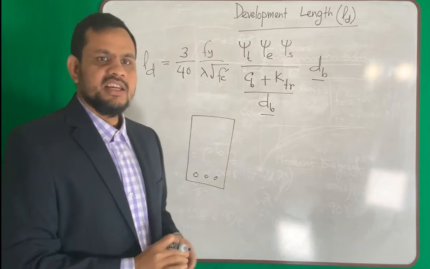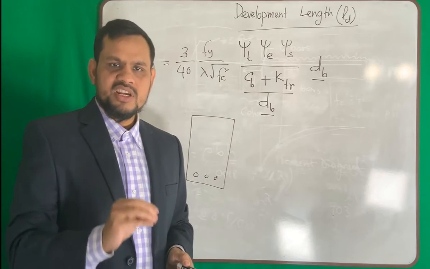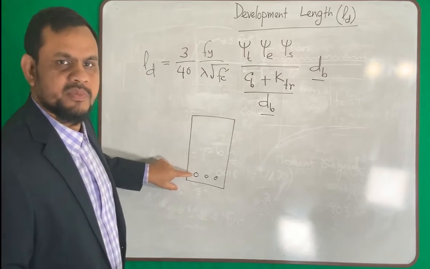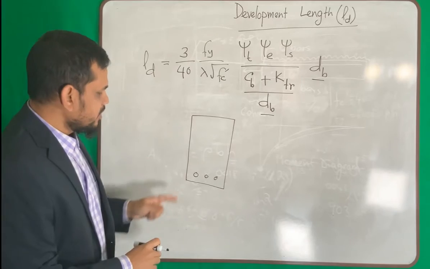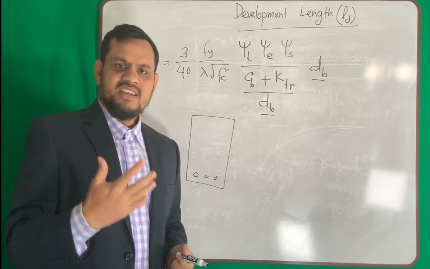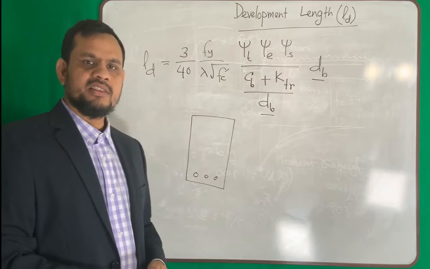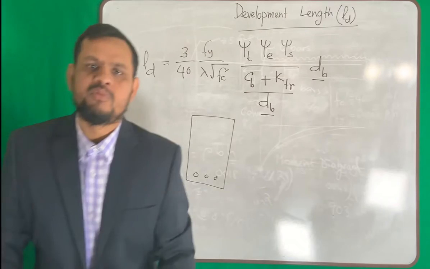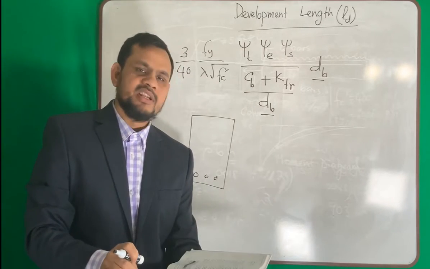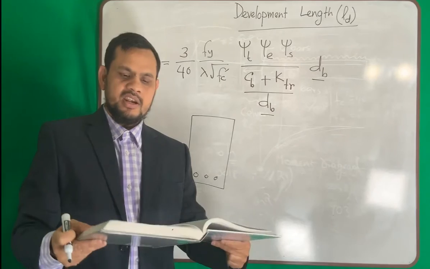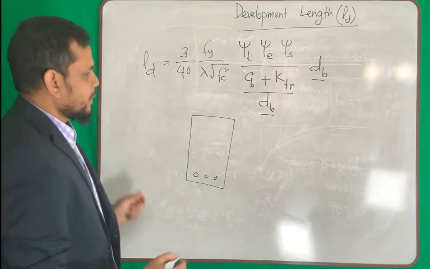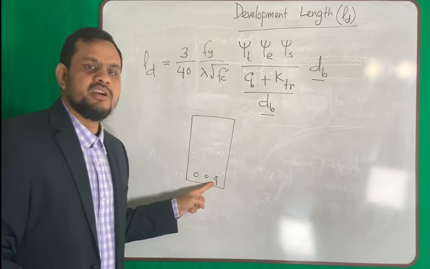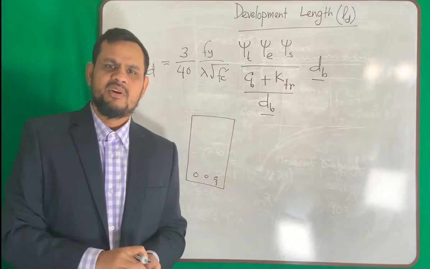Some discussion here. What is psi t? Psi t is the reinforcement location factor. That means the location of this reinforcement. If I have more than 12 inches of fresh concrete below the bar, then it is 1.3. Now, I am seeing this from your book. These factors might change with the revision of the specification. The current one I am using says that if I have more than 12 inches, that means slightly more than 12, or you can assume 12.